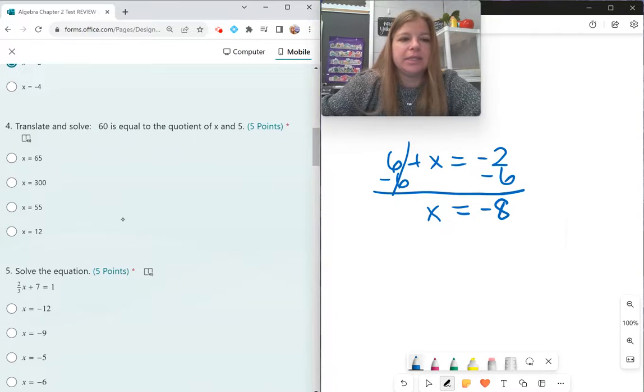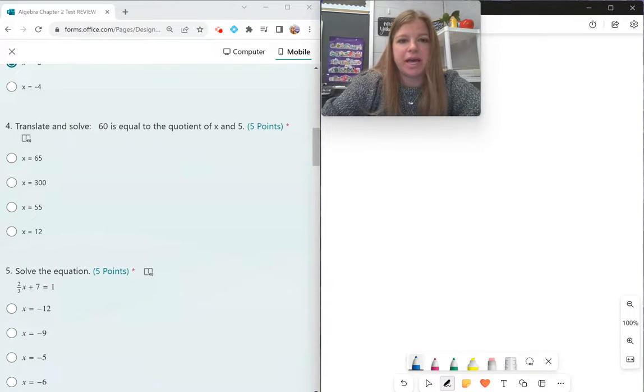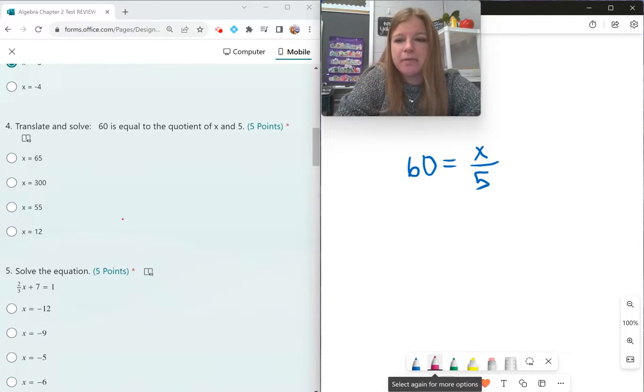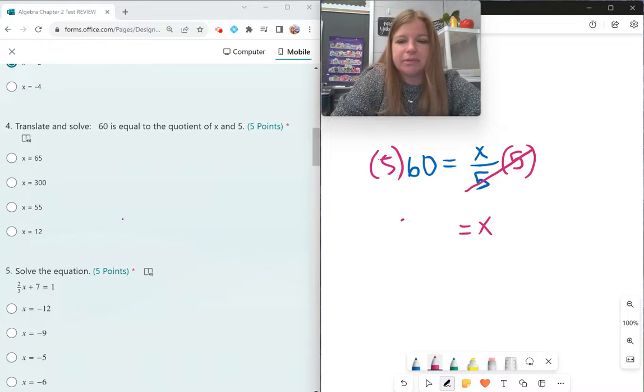Number 4, 60 is equal to the quotient of x and 6. So 60 is equal to, now quotient means division, the answer to a division problem. So the quotient of x and 6 would look like x divided by 6. Now because x is being divided by 6, the opposite operation is to multiply both sides by 6. That way my 6's on the right are simplified out. I'm left with x equals, and 60 times 6 is 360.